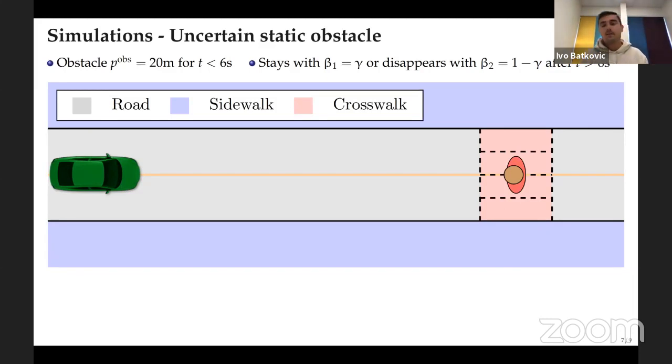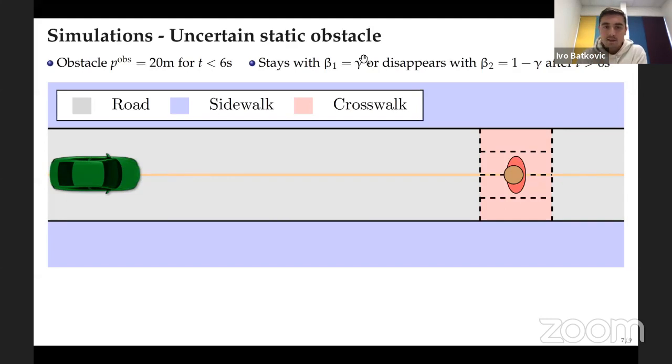So imagine again that you have this vehicle approaching an intersection, and now suddenly you have a pedestrian that stands in front of you. Let's say that we know that the pedestrian will remain for 6 seconds, but after the 6th second, it will either disappear with probability 1 minus gamma, or it will stay with probability gamma.